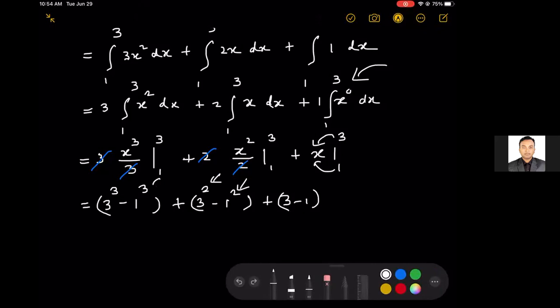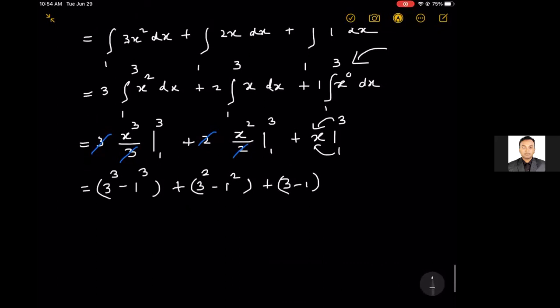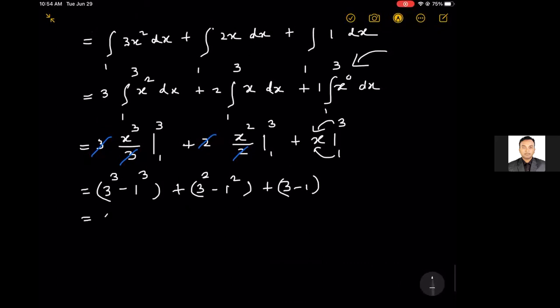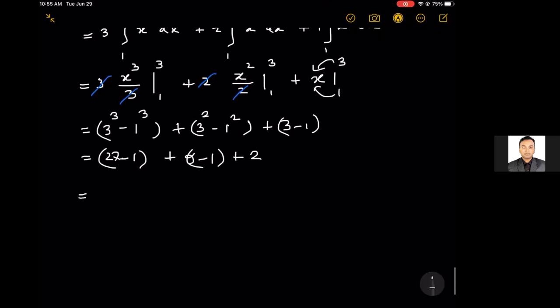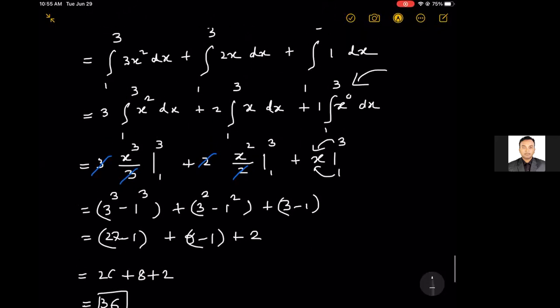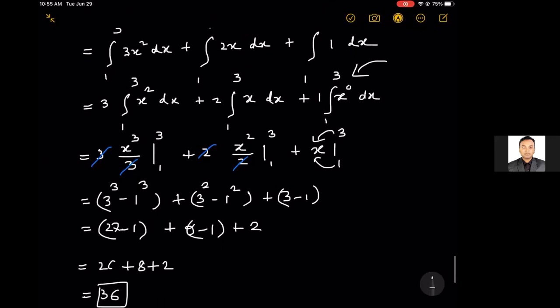Okay, let us see what the evaluation gives us. So 3 cubed is 27, 1 cubed is 1, 3 squared is 9, 1 squared is 1, plus 3 minus 1 is 2. So it's 26 plus 8 plus 2, so it's 36. So the area under that curve from 1 to 3 is 36.